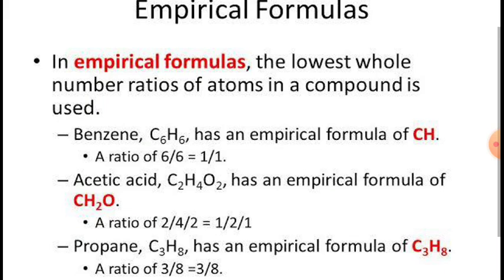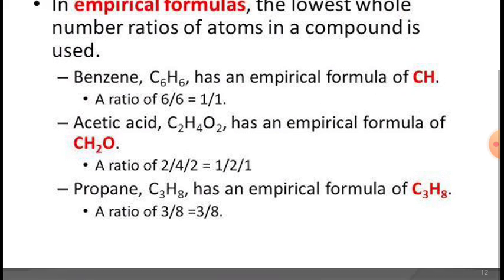Another example for you: acetic acid. Acetic acid has the formula C2H4O2. If we want to convert this into an empirical formula, we have to get the ratio. The ratio is 2:4, which is equal to 1:2. So we can write the formula of acetic acid, C2H4O2, as CH2O. From these examples you can easily understand how we can find the empirical formula by getting simple ratios between the number of atoms present in that compound.